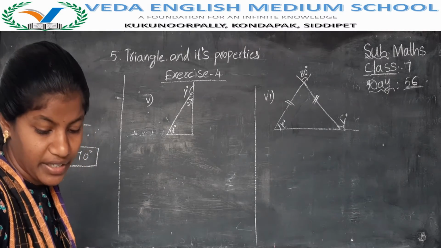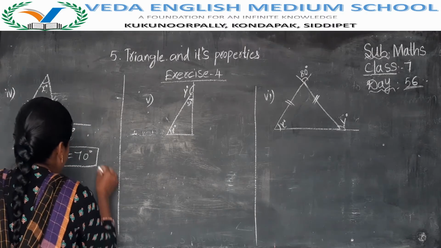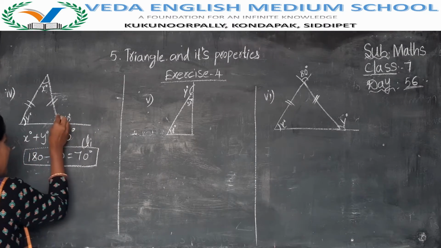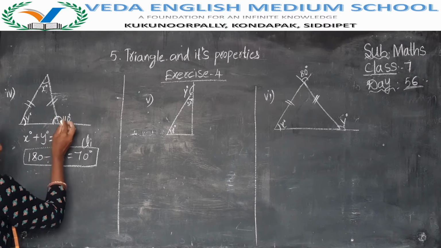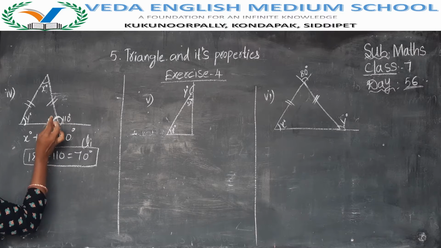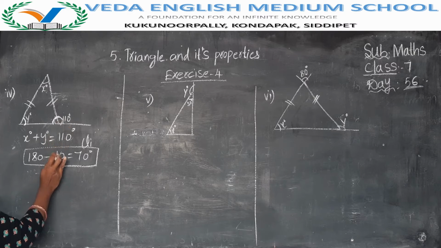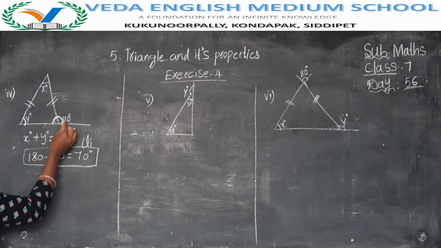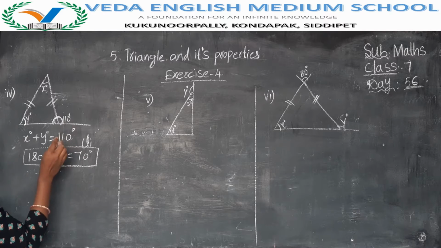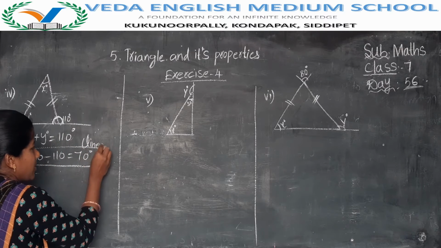Then we have to write that it is a linear pair. A linear pair should total 180, but here we have only 70 and here only 110. Since we have 110, subtracting 110 from 180 gives 70, so it is a linear pair.